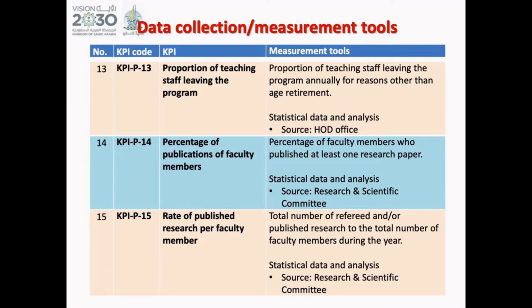For example, the same thing with KPI number 15, rate of published research per faculty member. This is the total number of refereed or published research to the total number of faculty members. Again, we get it from the research and scientific committee, based on the information that you submit to this committee. So how many publications do you have every year? Again, if the committee asks you to submit your list of publications, please submit, in order to improve our KPI.